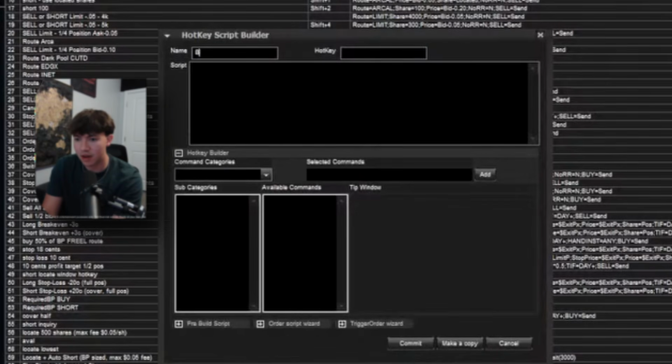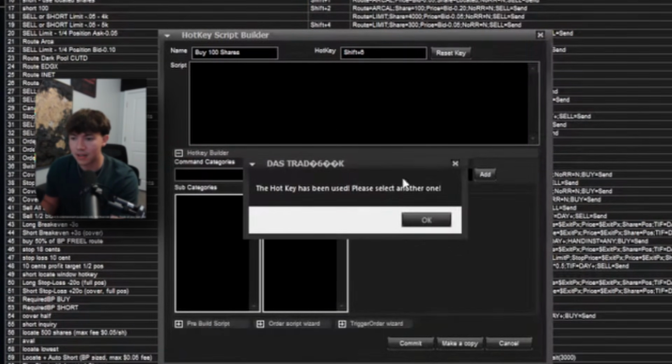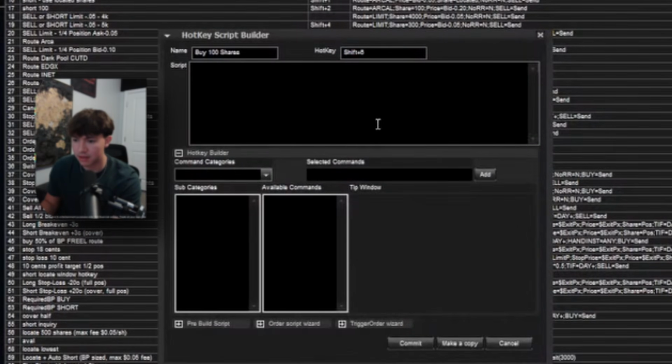We're going to set this hotkey to buy 100 shares. And the hotkey that I want to associate with this is Shift 6. Actually, I'm going to do Control J for now, but Control J is already being used, so whatever, we'll just use Shift 6. It is what it is.